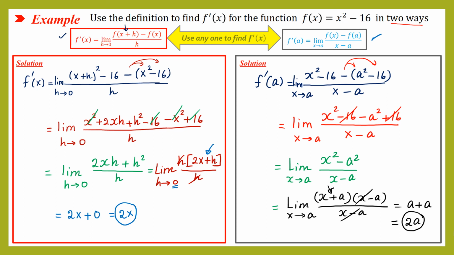That means the derivative of the function f of x equal x squared minus 16 is equal to 2x. 2a, it means 2x. So we have the same answers for the first definition and the second definition, and that's it.